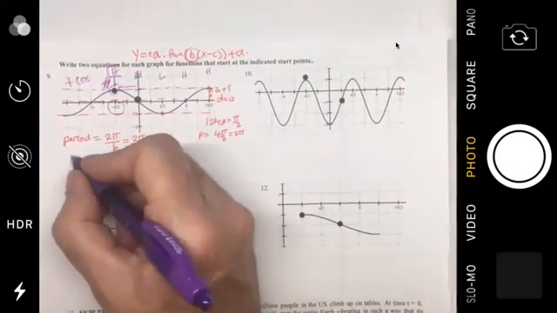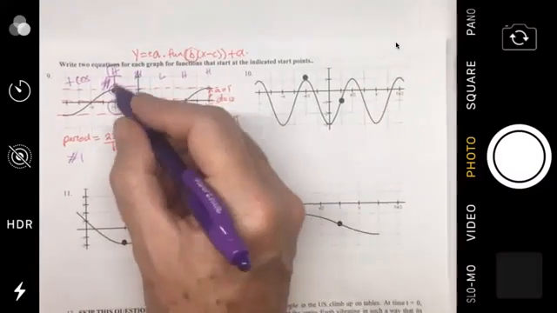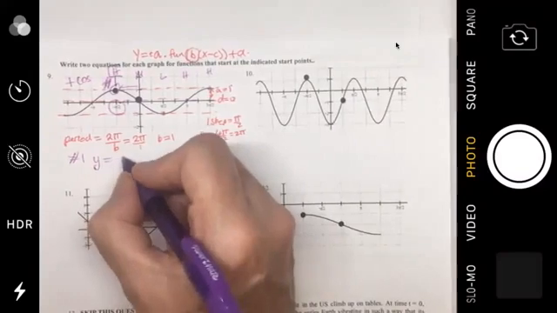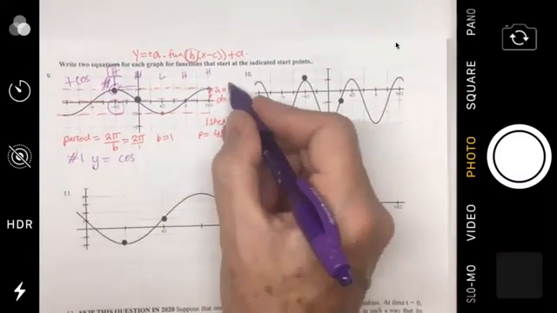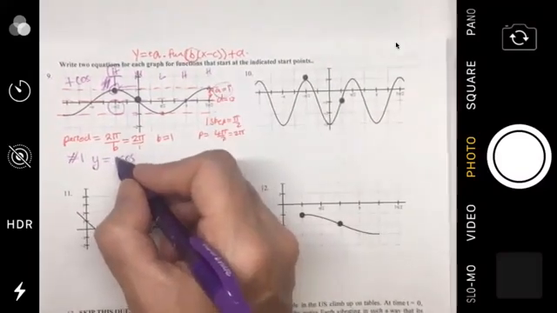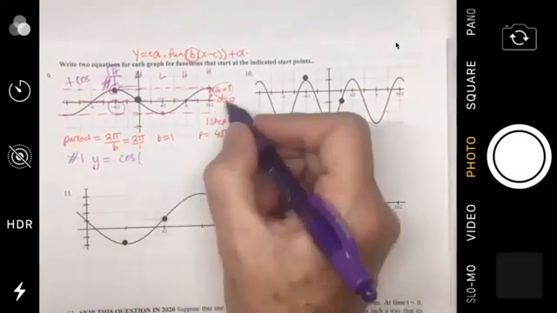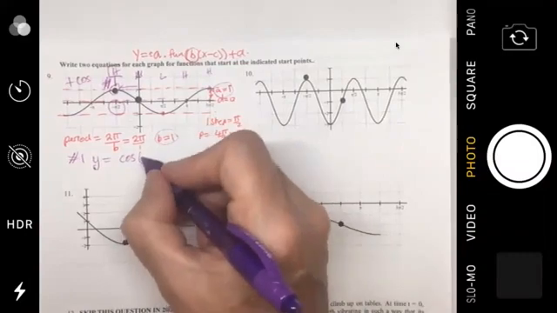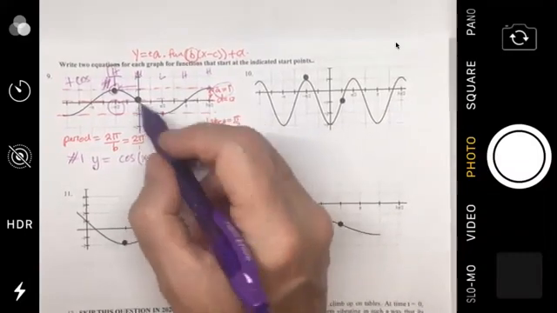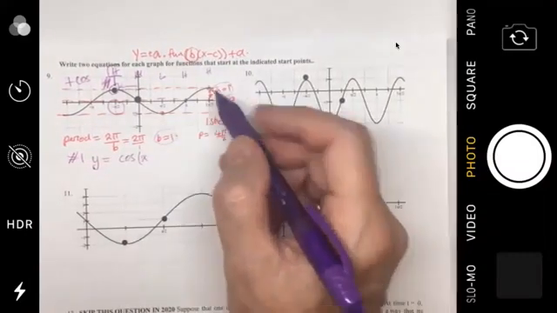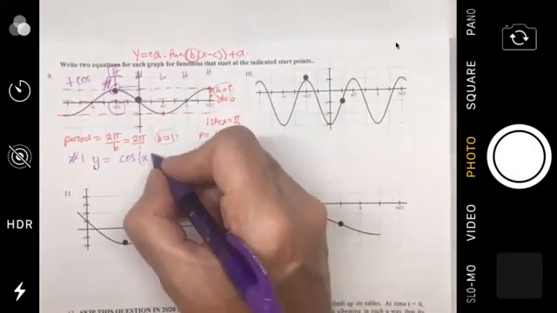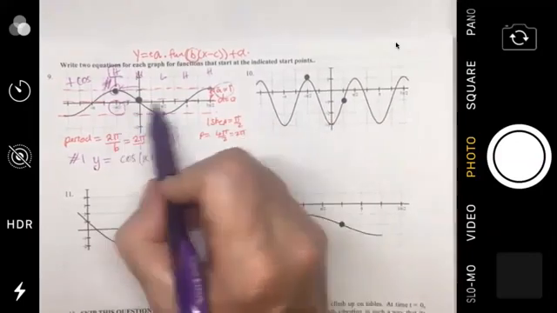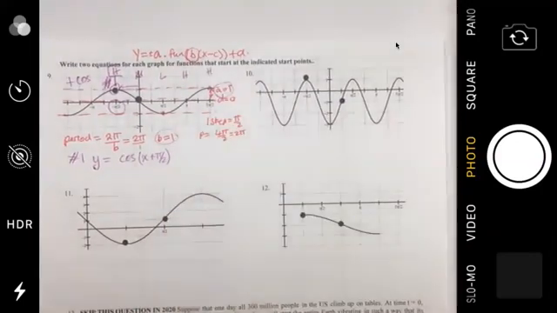So for start number 1, we're writing a positive cosine, y equals positive cosine. A is 1, so I don't need to put anything in front of that. B was also 1, so I don't need to put anything in front of the x. Then I'm going left by pi by 2, so I put plus pi by 2, and it wasn't going up or down at all. So that's just that one.